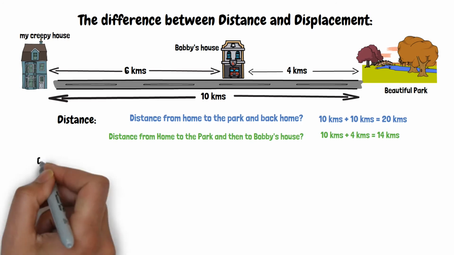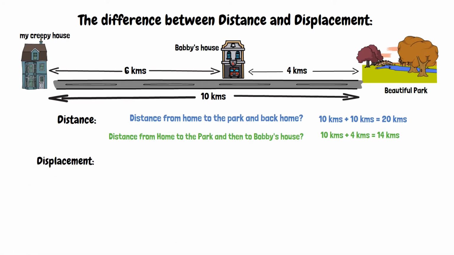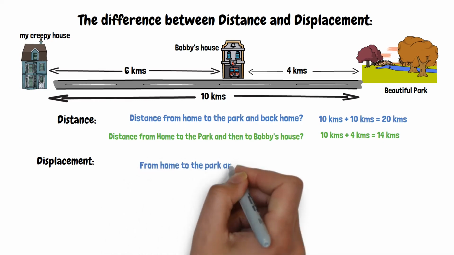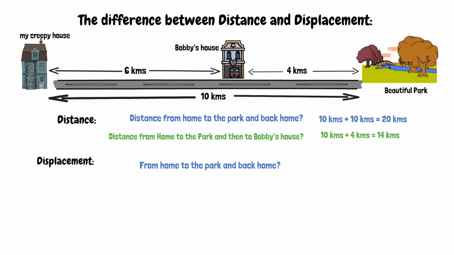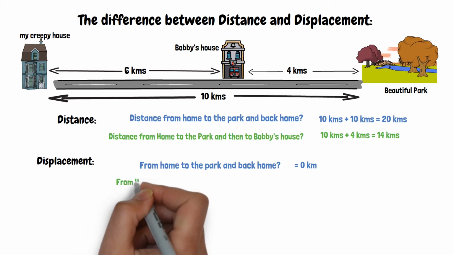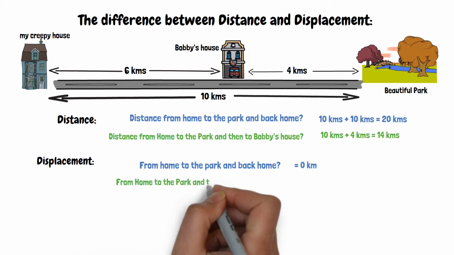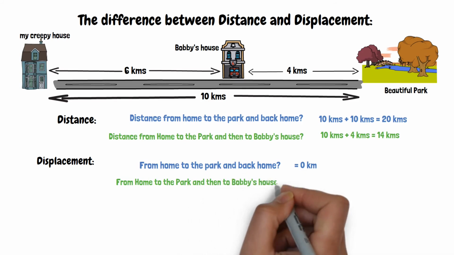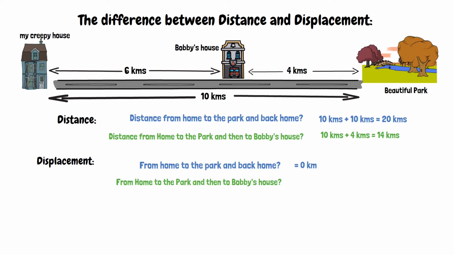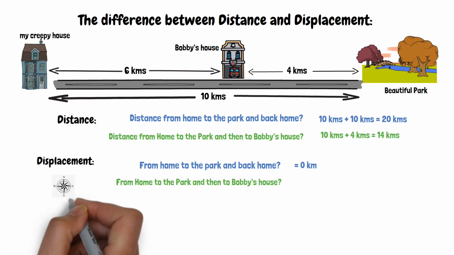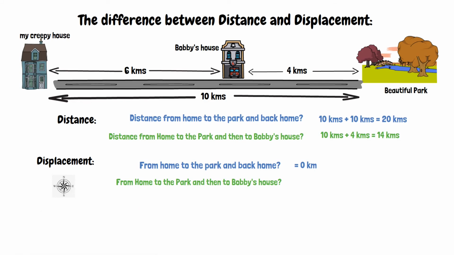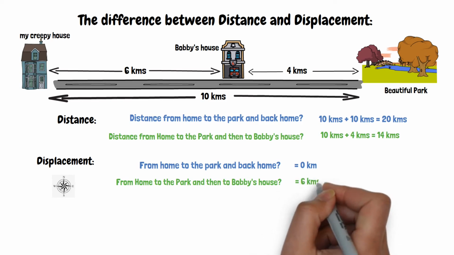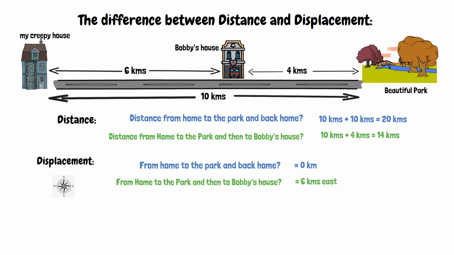Alright, so let's move on to displacement. The question is, from home to the park and back home, what is the calculation for displacement? The answer is 0. There's no change in position, so I was initially at home and my final position is also at home. Another question is, what's the displacement from home to the park and then to Bobby's house? The initial position is the house, the final position is Bobby's house. So the displacement is 6 kilometers east to get to Bobby's house.